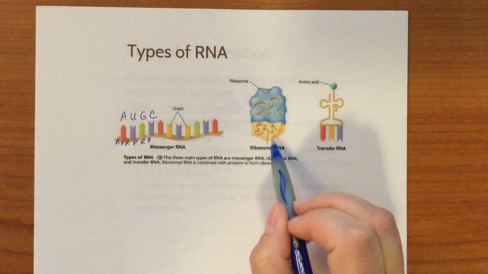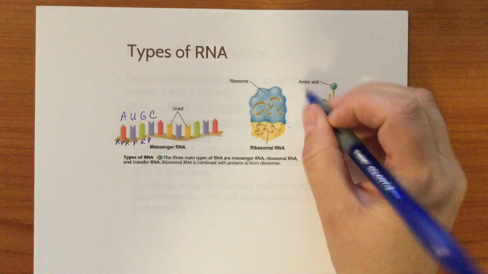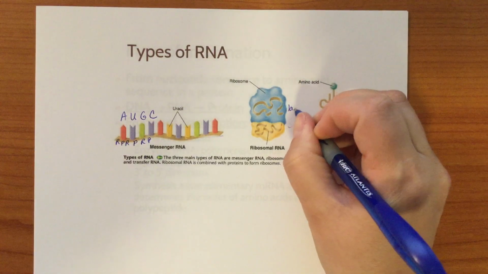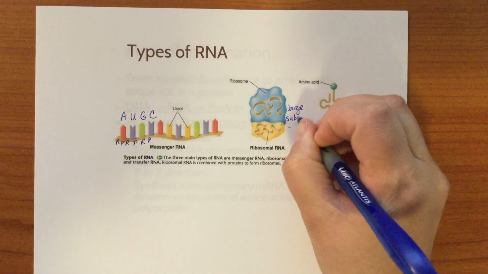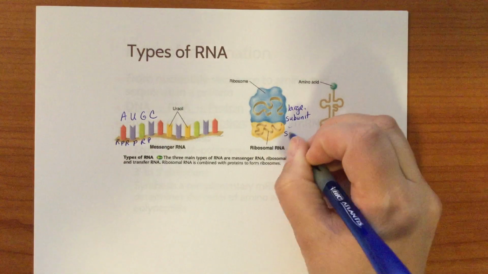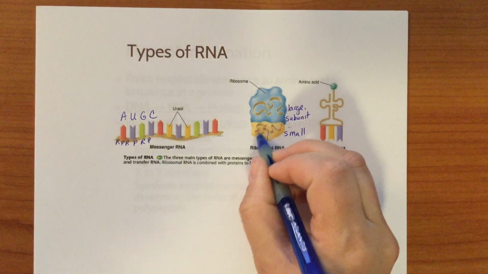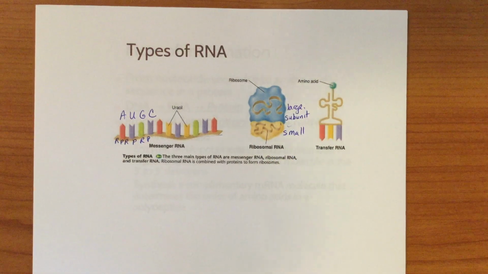Here's what a ribosome looks like. It's actually made up of two parts. There's the large, what they call a subunit, and then there's the small subunit. And they show you the ribbon structure to show you the ribosomal RNA.